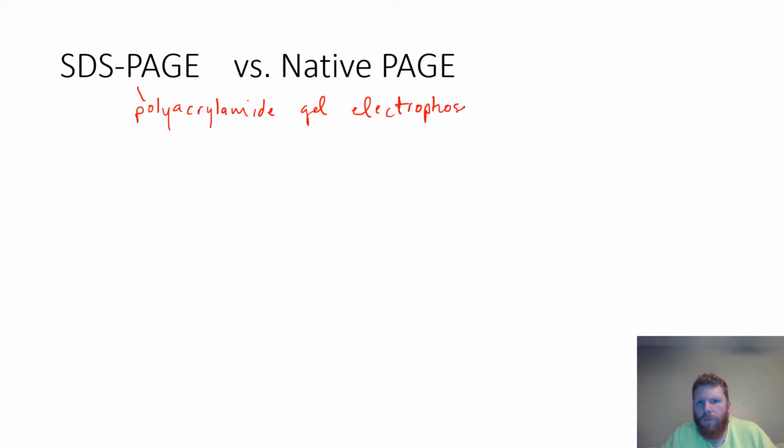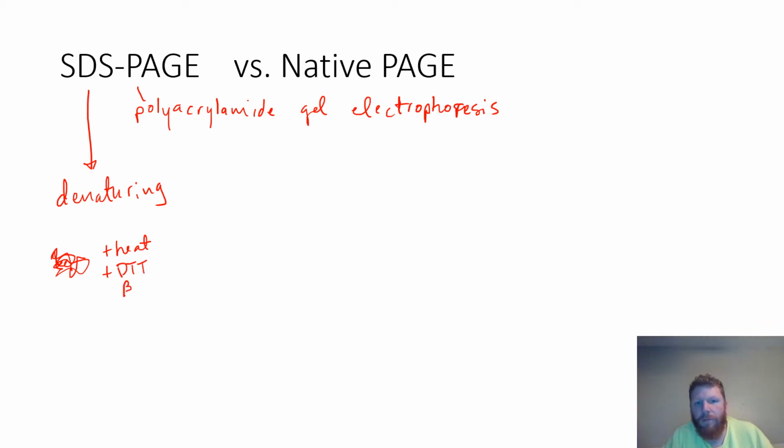Now the difference between these is what you're doing to the proteins that you're analyzing with this technique. So SDS-PAGE, what you're doing is you are going to denature a protein. So this is also known as denaturing conditions. And what you're doing is you are going to take a 3D folded protein, and you're going to heat it up, and you're going to add something like DTT, or beta-mercaptoethanol, beta ME. These are substances that will break disulfide bonds.